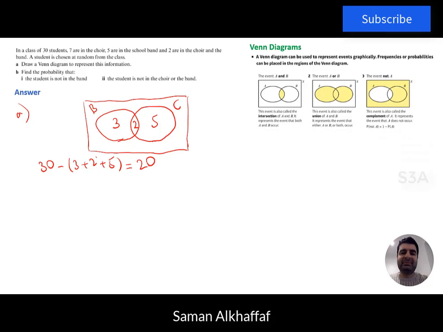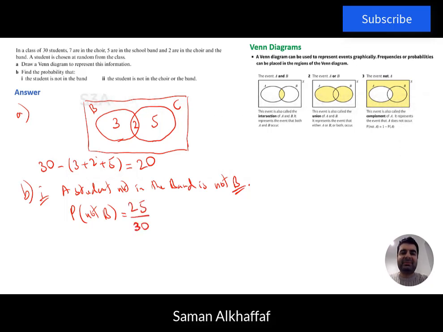Now for part B, we need to find the probability that the student is not in the band. So the student not in the band is not B. In this scenario we say probability of not B. We would assume it would be the range of 25 over 30, so they are not in the band. It can be simplified to 5 over 6.